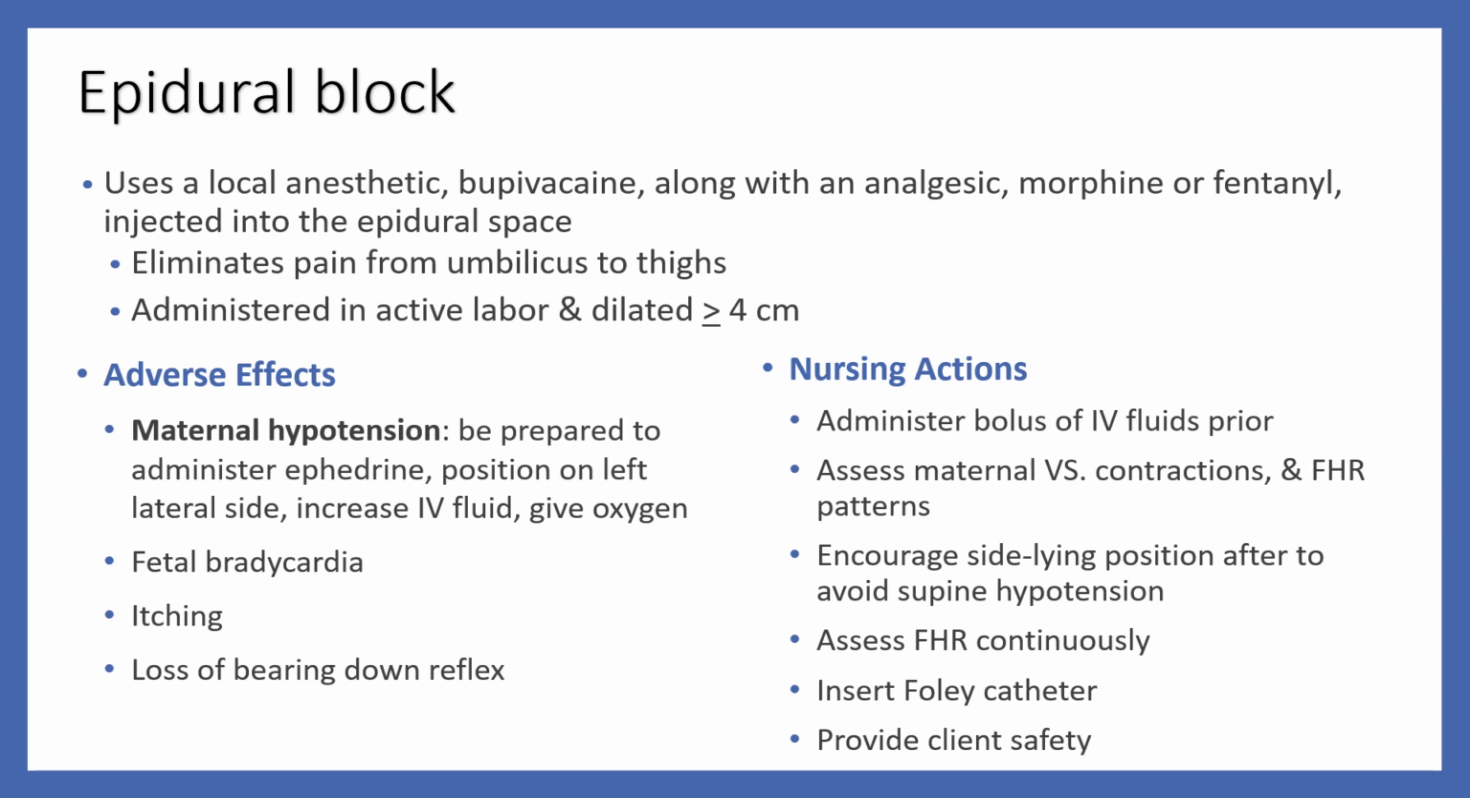Prior to a client receiving an epidural block, the nurse will administer a bolus of IV fluid to help prevent the expected maternal hypotension. The labor nurse will also assess maternal vital signs, contractions, and fetal heart rate patterns, as well as placing the client in a left side lying position to promote circulation and oxygenation. The nurse will also insert a Foley catheter and provide client safety.